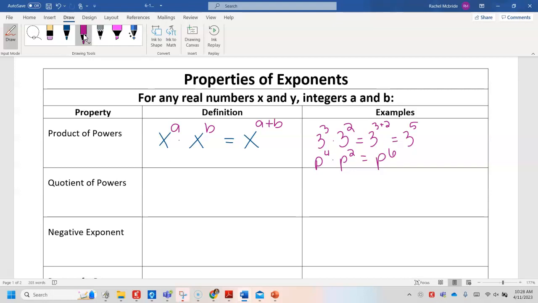A quotient of powers says that if you have x over x, where this is your m and this is n, a quotient of powers becomes subtraction. So it's x to the m minus n. It is top minus bottom.